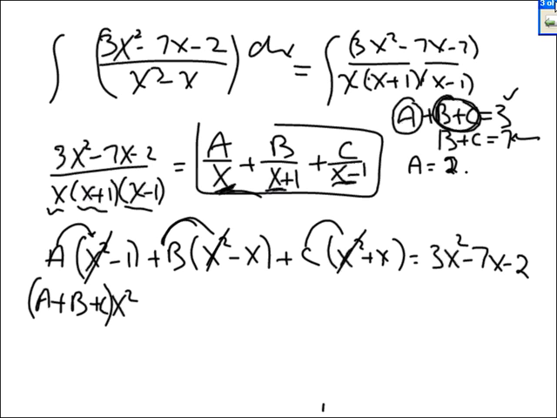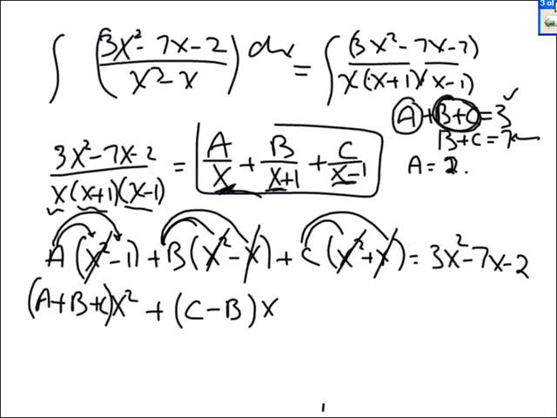And how many x's do we have? I think that might be the error. How many x's do we have? Well, we have cx's, and we are taking away bx's. And what's the constant? The constant is just negative a. Negative a. And this is 3x squared minus 7x minus 2. That means this number must be 3.